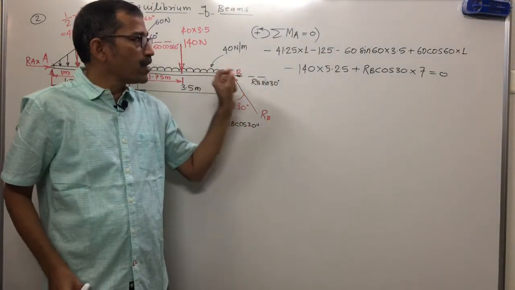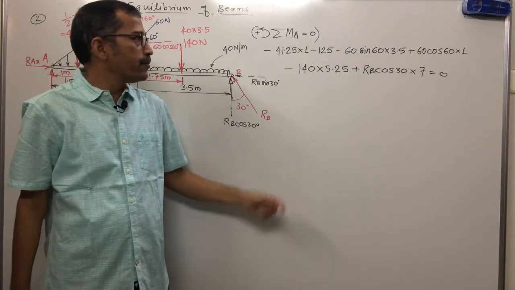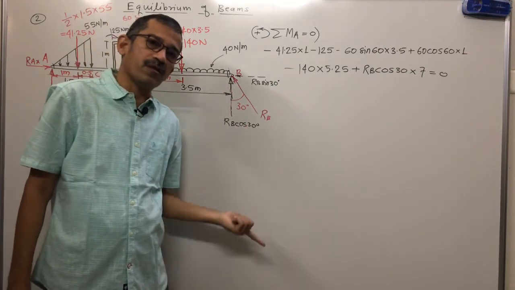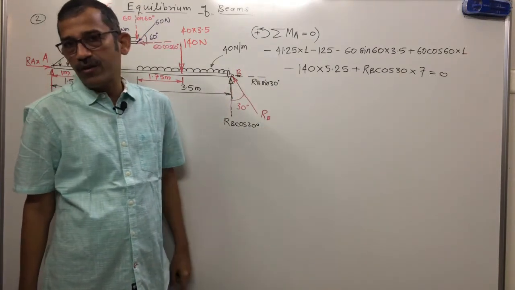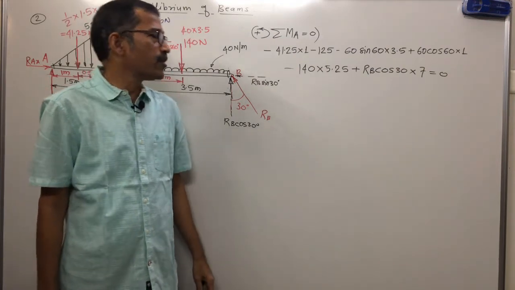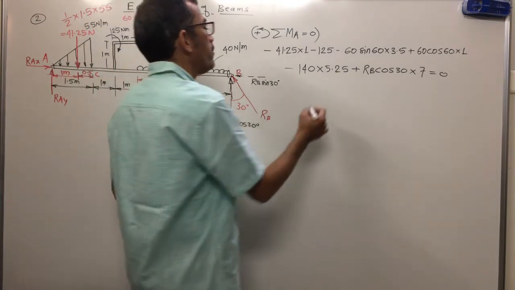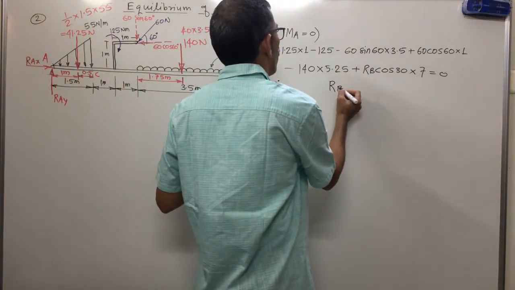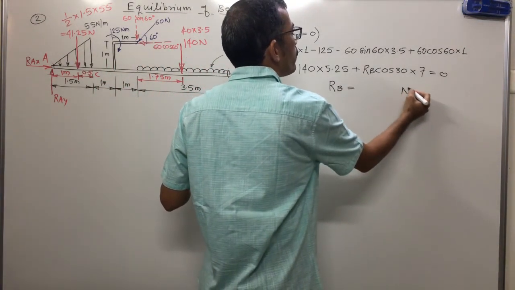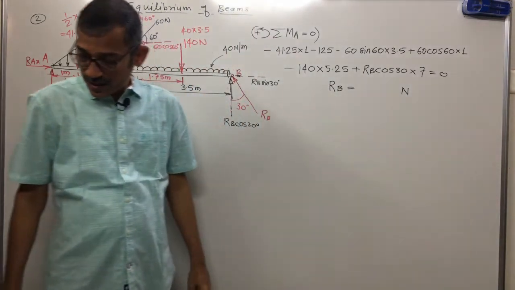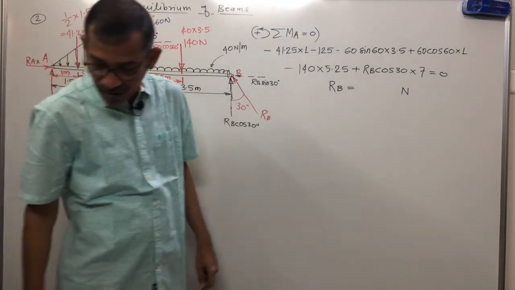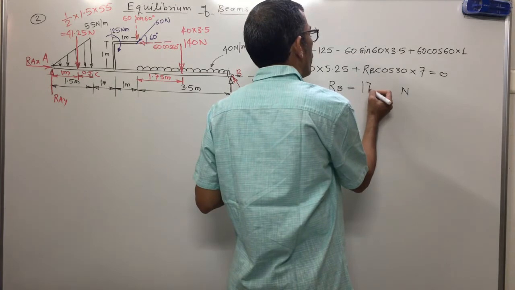Okay. Taking moment is very, very important, right? Force vertical, distance horizontal. Whenever the force is horizontal, the perpendicular distance is what? Vertical. Now, after solving this, we will get RB equal to. Units are in Newton. What unit of RB will we get? That is in Newton, and this one comes out to be 173.72.